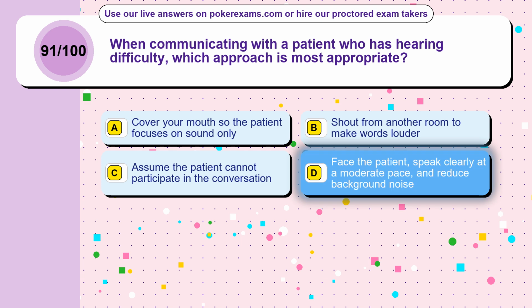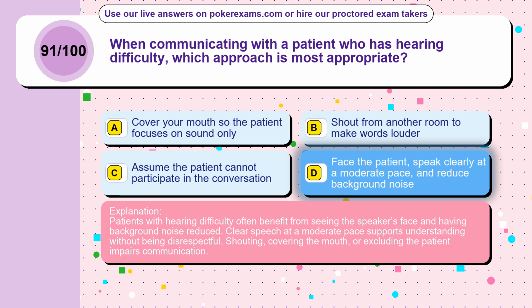Face the patient, speak clearly at a moderate pace, and reduce background noise. Patients with hearing difficulty often benefit from seeing the speaker's face and having background noise reduced. Clear speech at a moderate pace supports understanding without being disrespectful. Shouting, covering the mouth, or excluding the patient impairs communication.